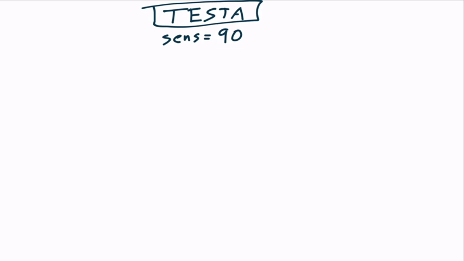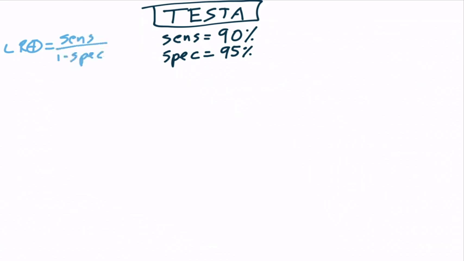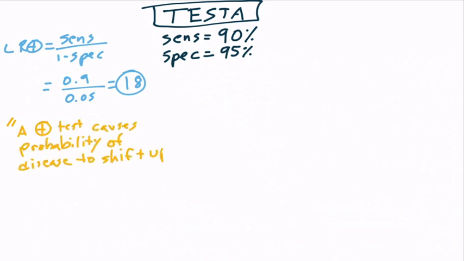So let's do a quick example. So let's say we are evaluating test A, and the sensitivity is 90%, and the specificity is 95%. What is the positive likelihood ratio of this test? Well, recall that this is sensitivity divided by 1 minus the specificity, which comes out to be 0.9 divided by 0.05, which equals 18. This means that if you get a positive test result, the probability of having the disease shifts up by a factor of 18.